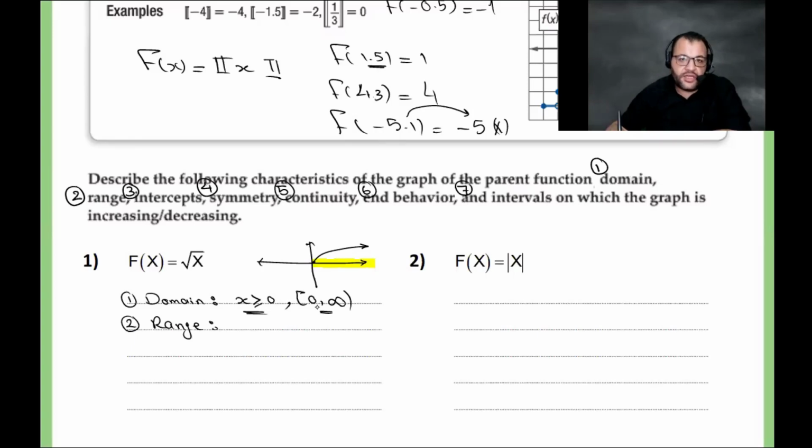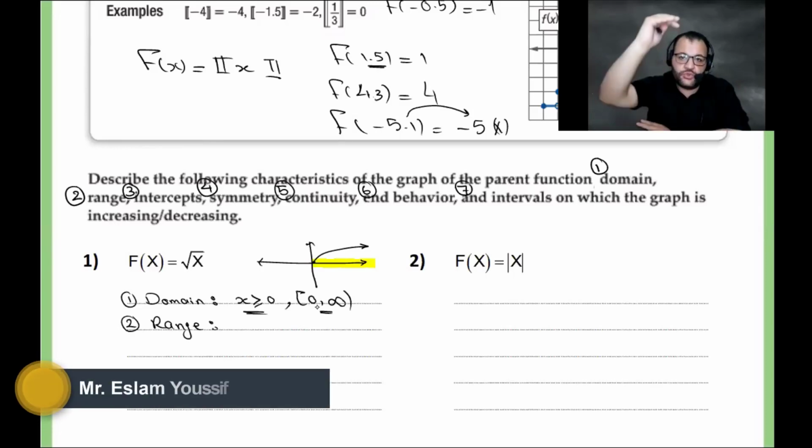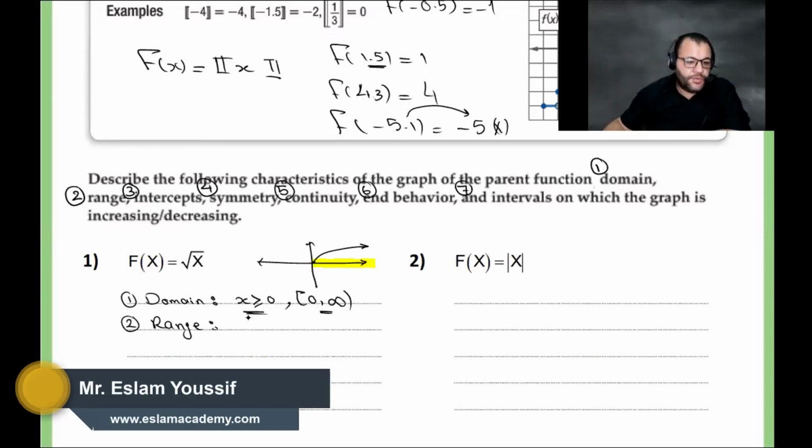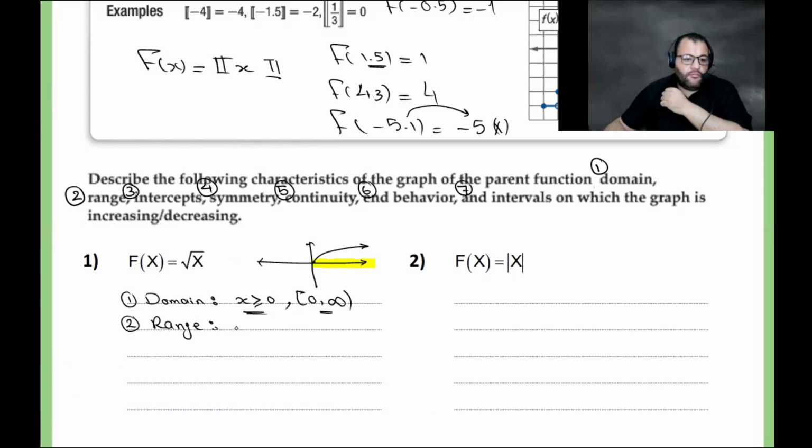Now we need to find the range. As we said before, if you need to read the range, look at y and start from down to up. If you need to write the domain, look at x and start from left to right. For any function, if you need to read it, you have to start from left to right and from down to up. So the range now will be y greater than or equal to 0. The domain is x and the range is y.